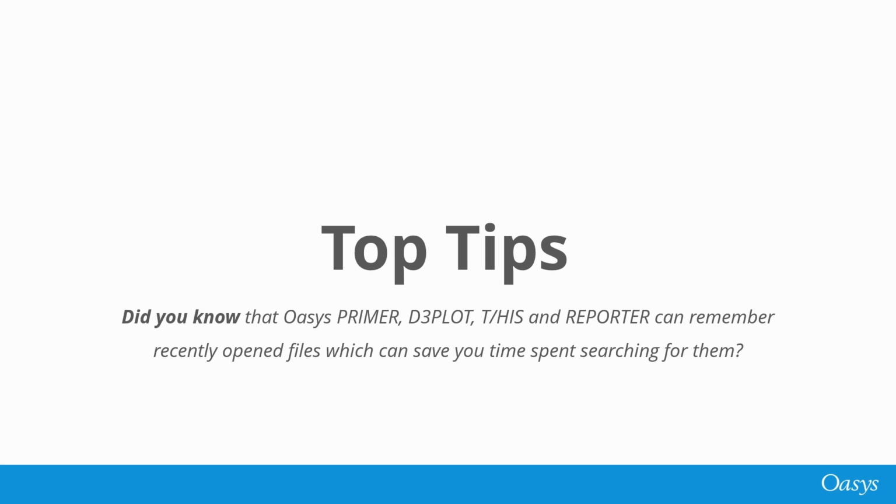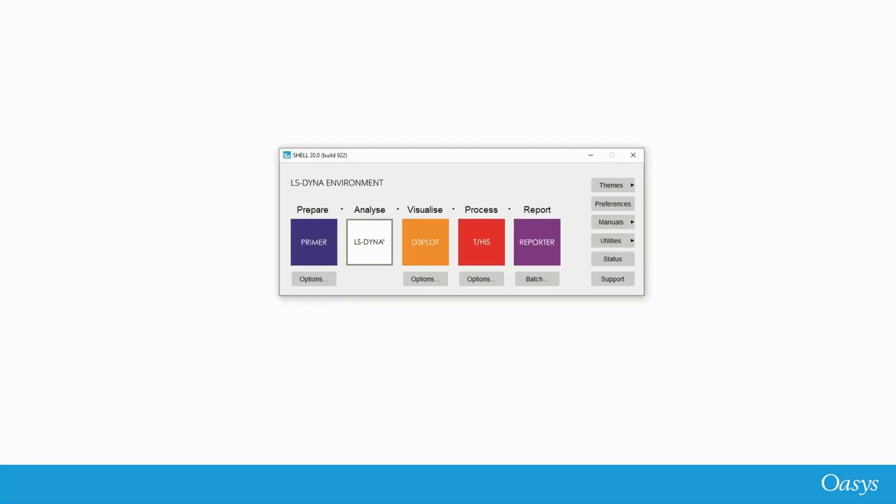Did you know that Oasys Primer, D3PLOT, THIS and Reporter can remember recently opened files, which can save you time spent searching for them? Today I'm going to show you the recent files option we have built into Primer, D3PLOT, THIS and Reporter. The recent files option is basically a way of allowing you to open up any files that you've recently used in either of these software so that you don't have to spend as much time hunting them down in the various directories where they're located.